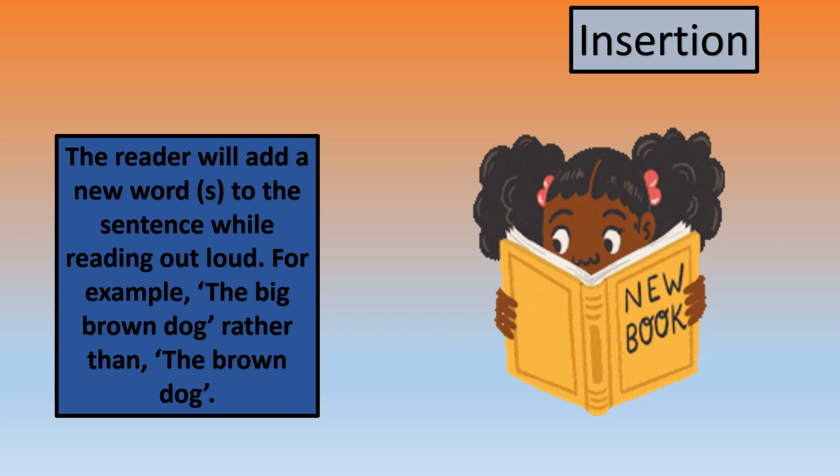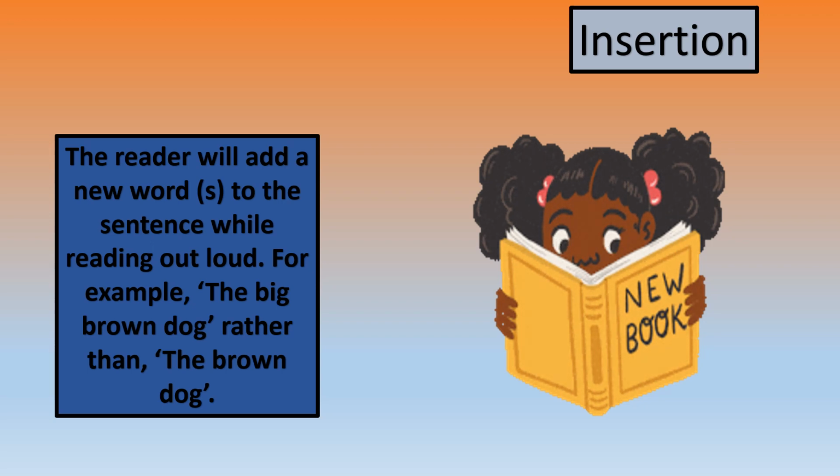When a student is reading orally, he or she will sometimes add a new word or words to the sentence. For example, the big brown dog, rather than reading what is written in the text, which says the brown dog. This is called insertion. So you see where the student inserted the word big in the sentence.